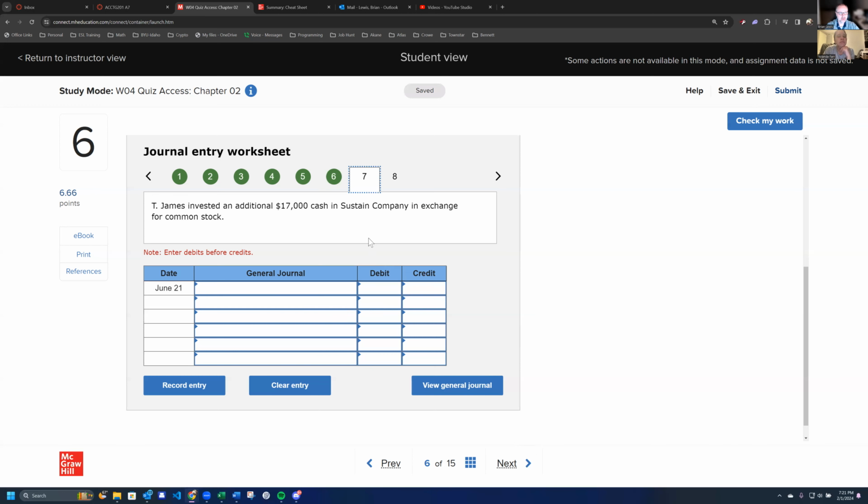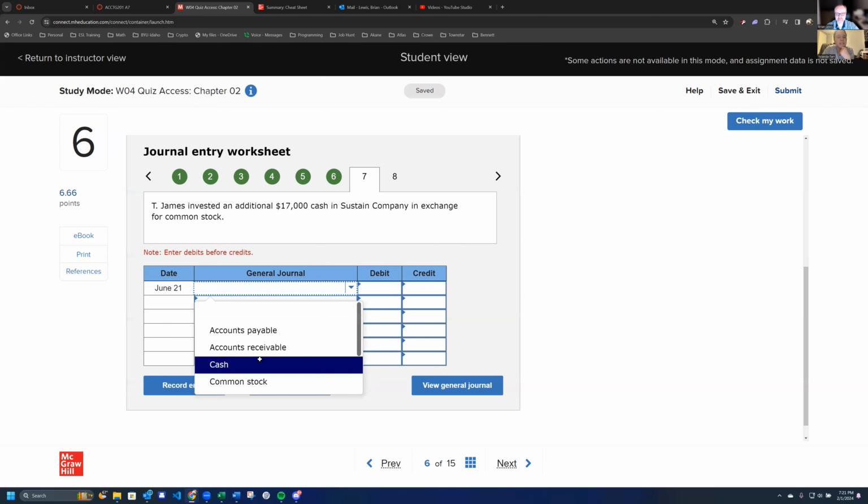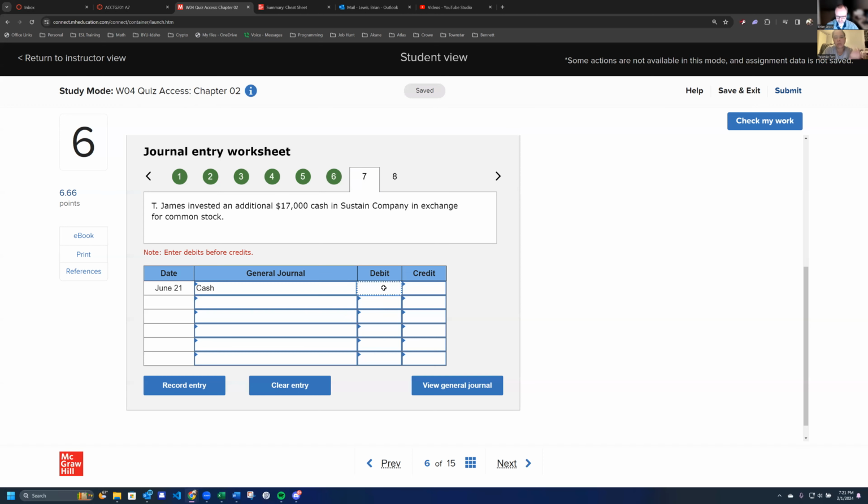Number 7. He invested an additional $17,000 cash in the company in exchange for common stock. So that would be the same as the first one. Cash debit 17,000 and common stock credit 17,000. Perfect.